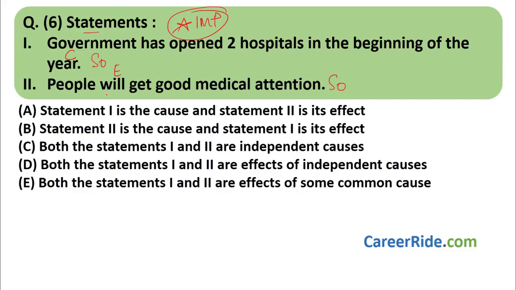The difference is because of this word will. If instead of will the word is should, people should get good medical attention, then your second combination is correct. That means people should get good medical attention, so government has opened 2 hospitals. Then this will become cause, this will become effect. But right now the word is not should, the word is will. So this becomes the cause, that the government has opened 2 hospitals, so people will get good medical attention. This becomes the effect. Please remember, you might make a mistake over here, so the answer over here is A.